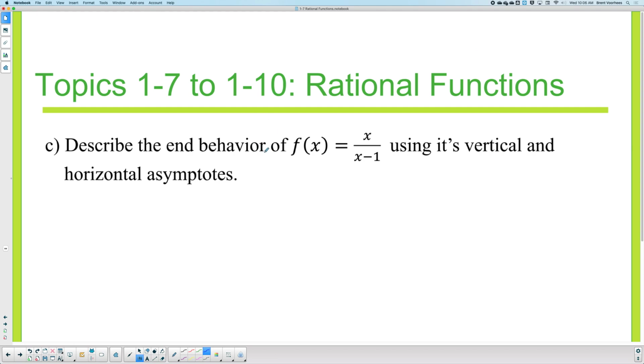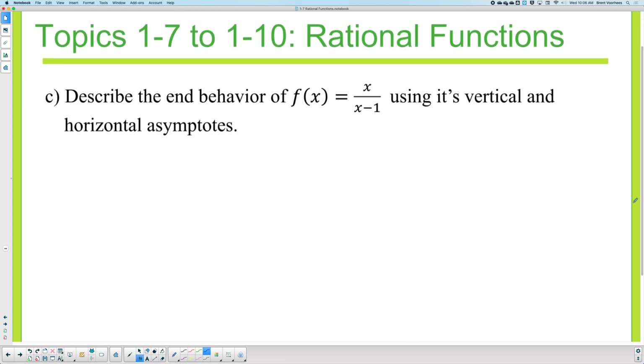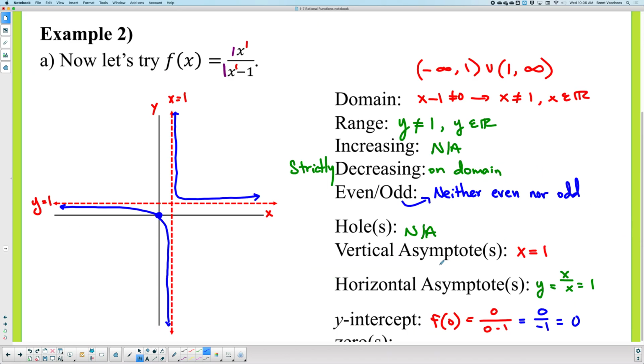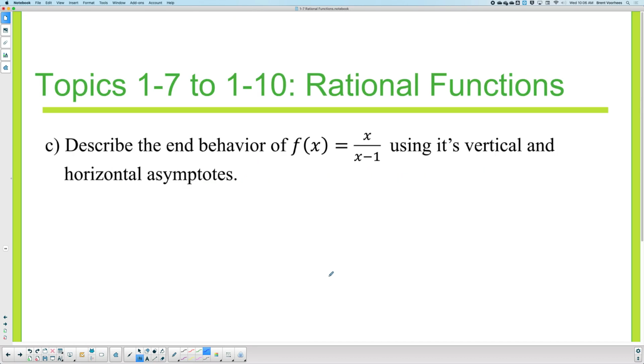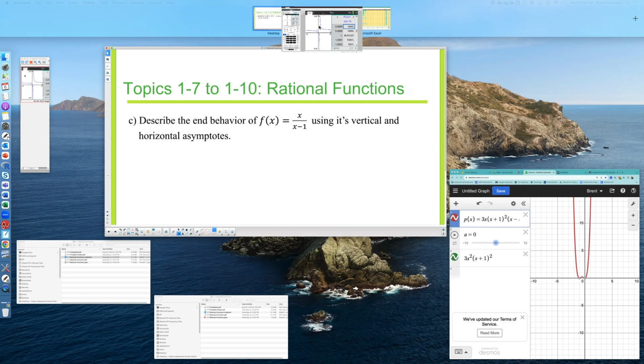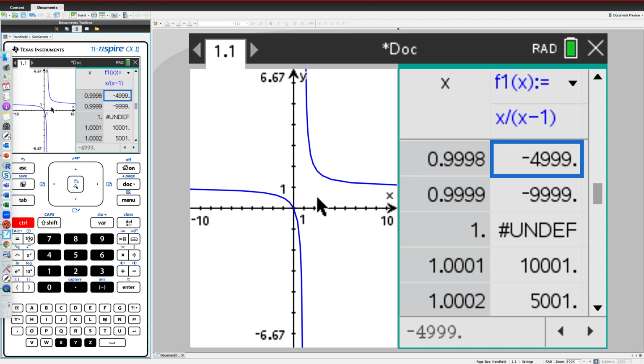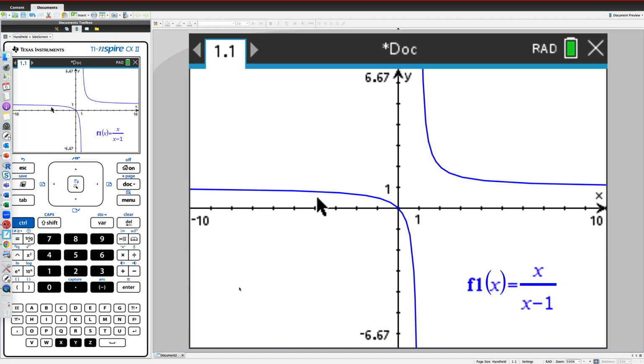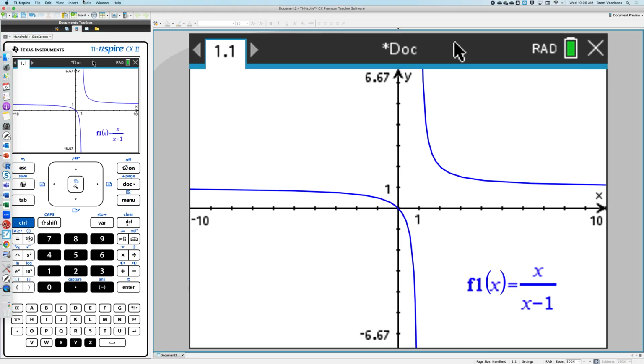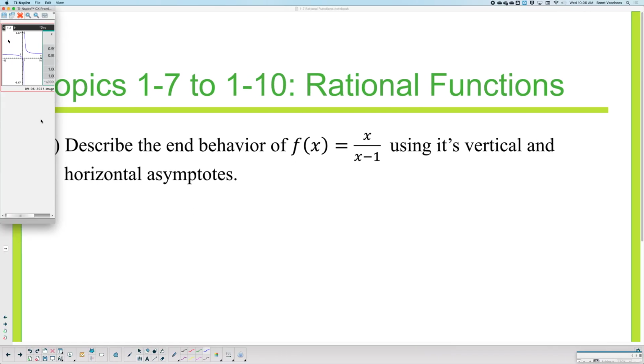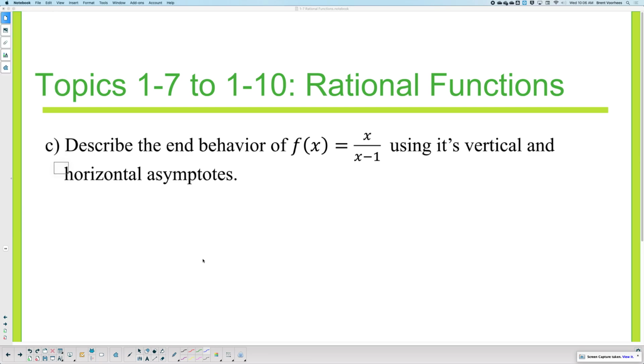Describe the end behavior. So now we're going to do the end behavior. Let me just take a picture of the graph. Actually, I'll do the picture from here. So I'm going to hit Control T, and we're going to do our end behavior. Tools, screen capture. Okay. So end behavior, this means we write the limits.